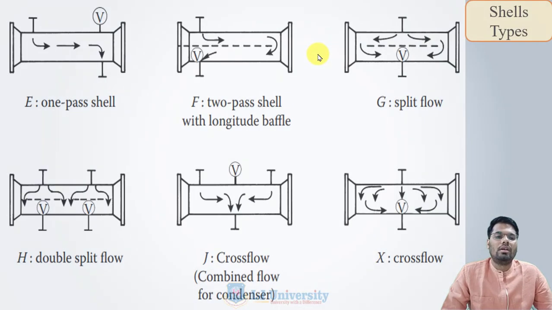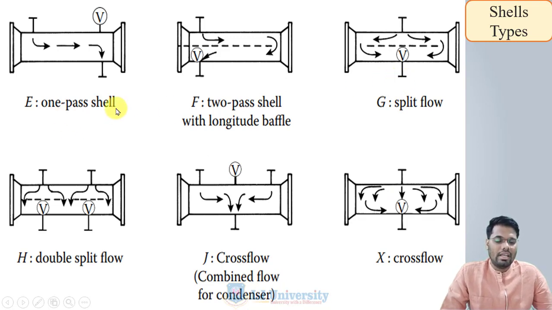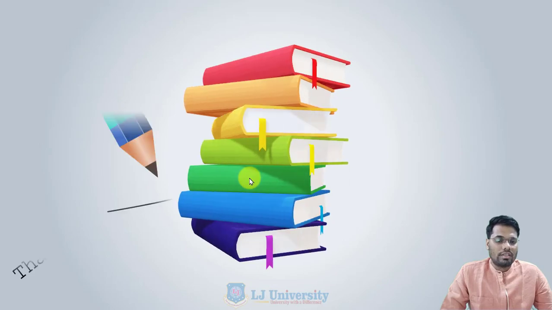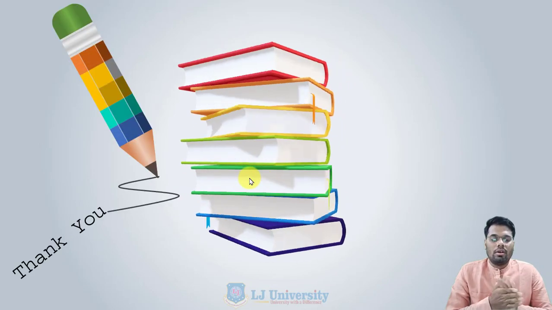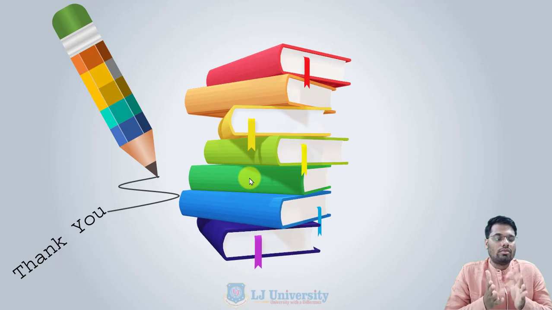Okay, so these are the different types of shell which are used in the shell and tube heat exchanger. E, F, G, H, J, X, K are the standard types of shell suggested by TEMA. So this is the first lecture on the shell and tube heat exchanger. In the first lecture we have learned the introduction to the shell and tube heat exchanger. It is the most versatile and mostly used in industry because of its simplicity. Whatever heat transfer rate is needed can be achieved with a minimum pressure drop.